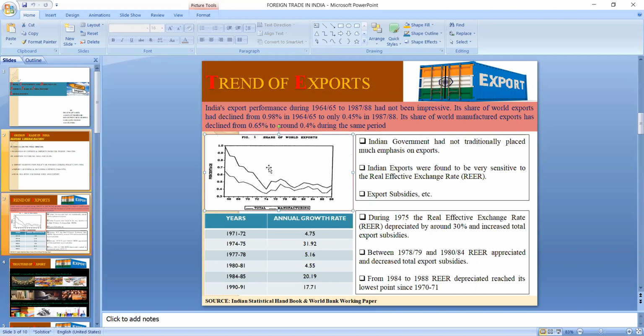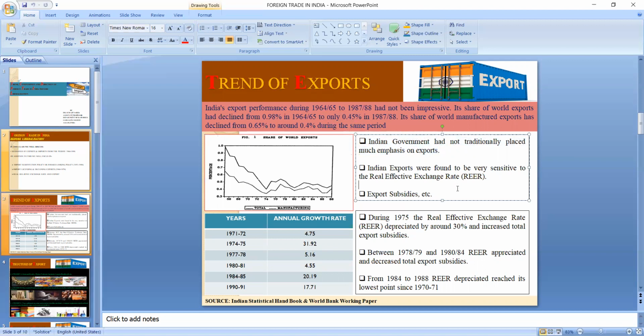If you look into the diagram, then you will find that the total share of exports in the world market had declined, and the same trend has been observed in the case of manufacturing products. So in this class, we are also trying to find out the causes behind the declining trend of overall exports as well as manufacturing exports. Then what we have found is that the Indian government had not traditionally placed much emphasis on exports.